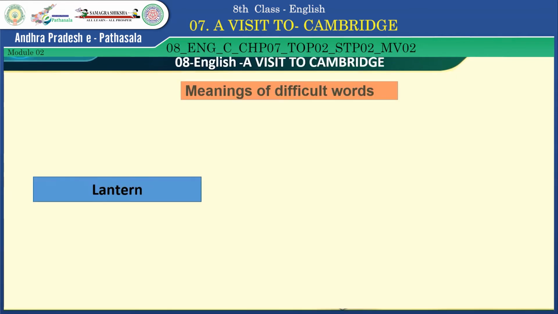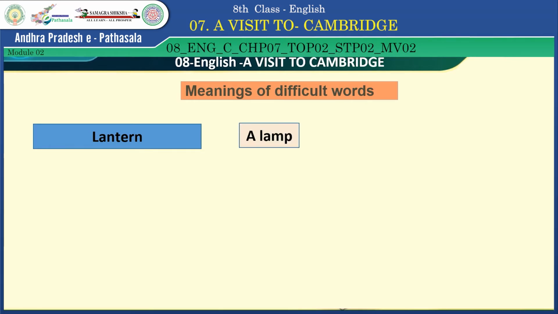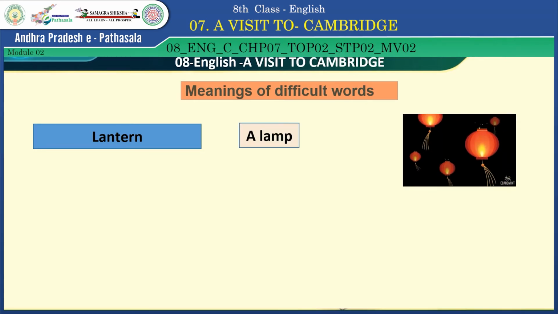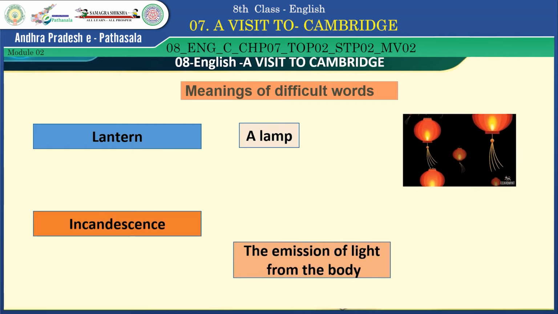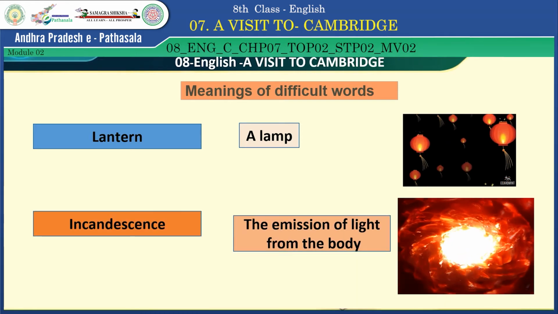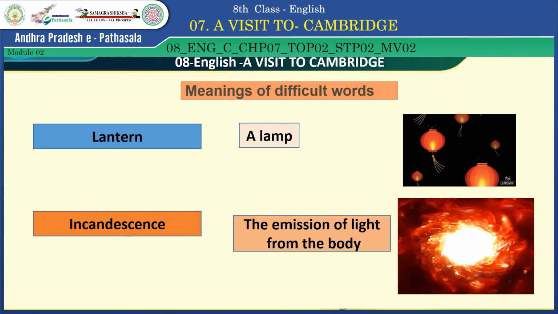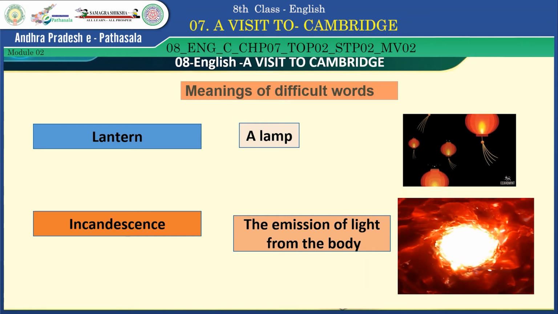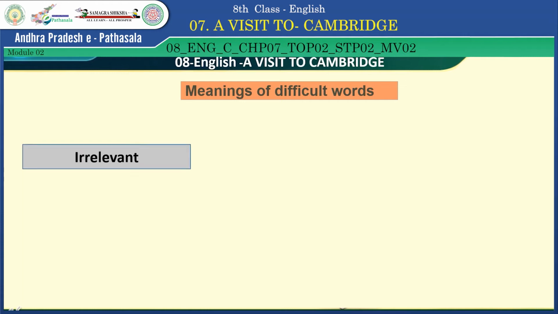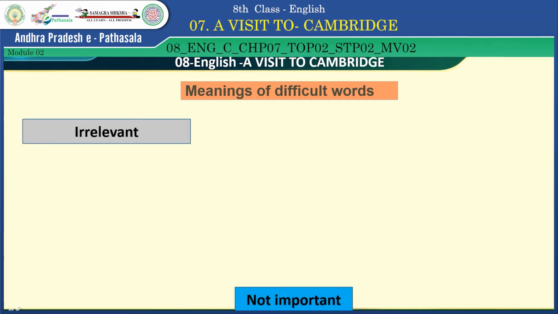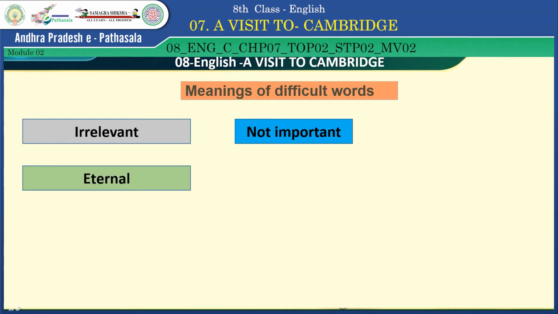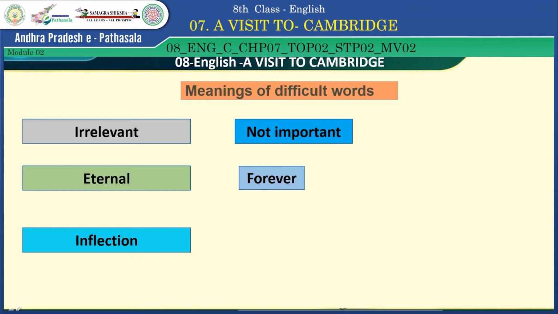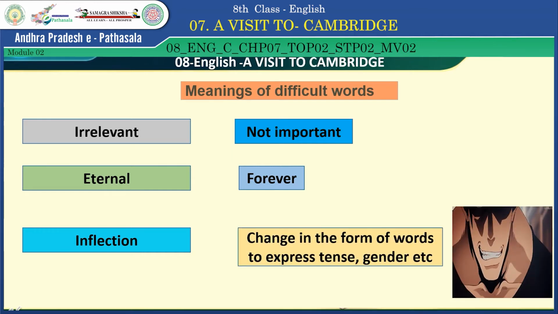Meanings of difficult words. Lantern, a lamp. Incandescence, the emission of light from the body. Children, we'll see a few more meanings for other words. Irrelevant, not important. Eternal, forever. Inflection, change in the form of words to express tense, gender, etc.